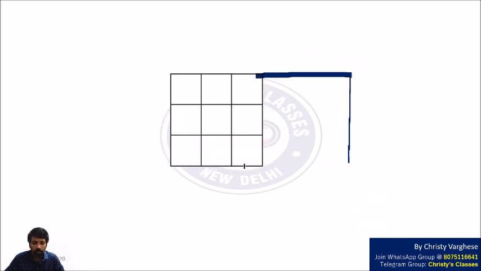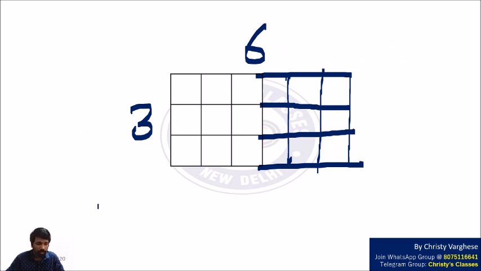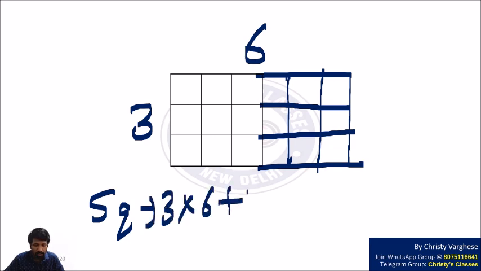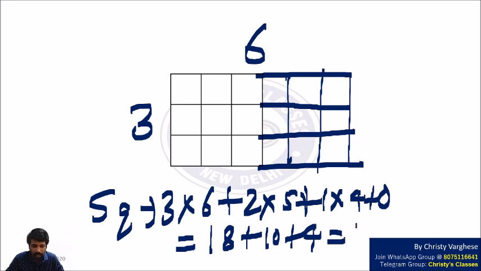Let me give you a little bigger question. If there is one more set like this, 3 rows and 6 columns, find the number of squares and rectangles. Square number, you have to use the procedure that 3 into 6 plus 2 into 5 plus 1 into 4 plus 0. When you get 0, you can stop. That means square number will be 18 plus 10 plus 4, 18 plus 10 plus 4 is 28 plus 4, 32. So 32 squares are possible.